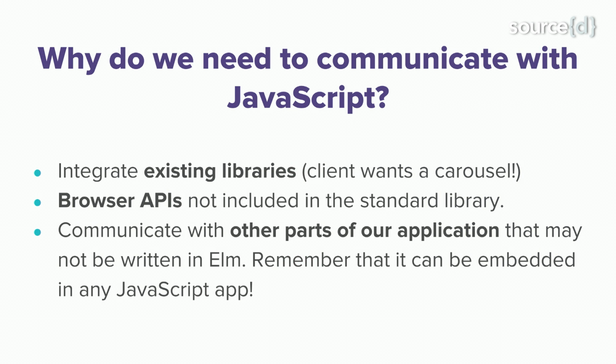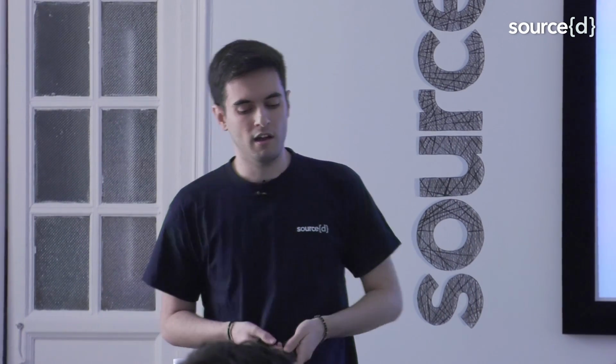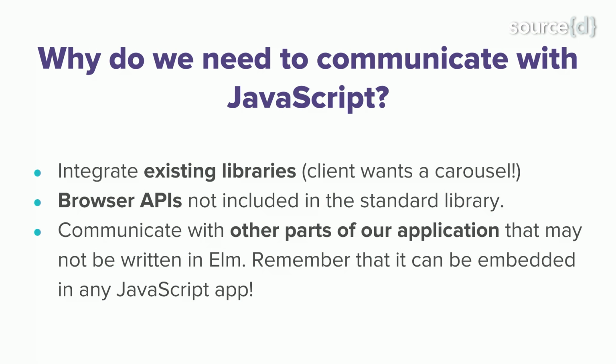First of all, we need to integrate existing libraries. The JavaScript ecosystem is huge, and we can't expect to have everything that's available in JavaScript in Elm. That's just not possible. So imagine we want to add syntax highlighting to an Elm application. Probably, I don't think there's any syntax highlighter for Elm. So you need to use some from JavaScript.